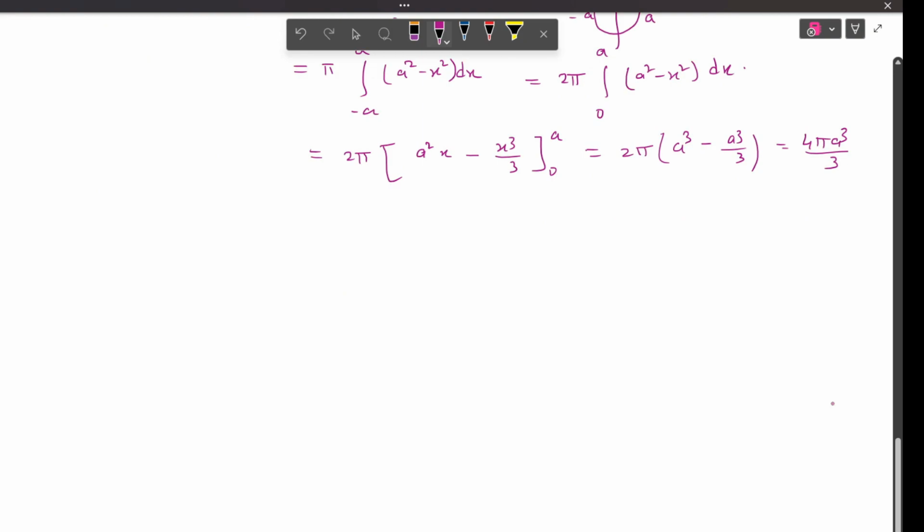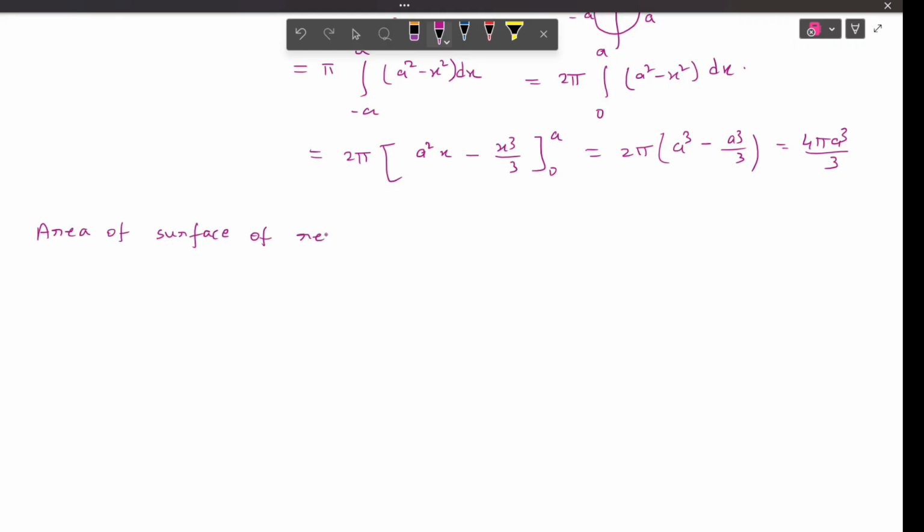And what would be the area of surface of revolution? This would be 2 pi integration minus a to a y square root of 1 plus dy by dx square into dx.